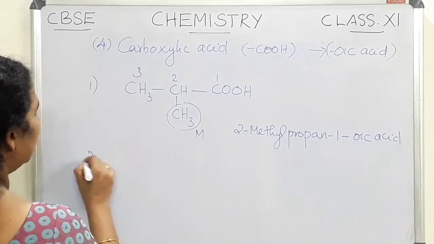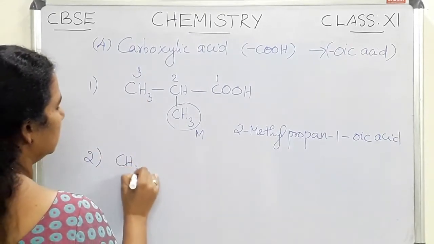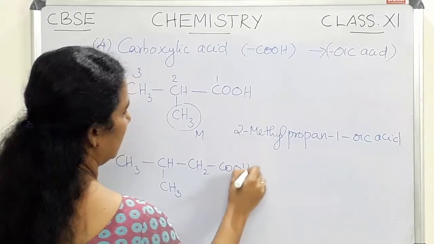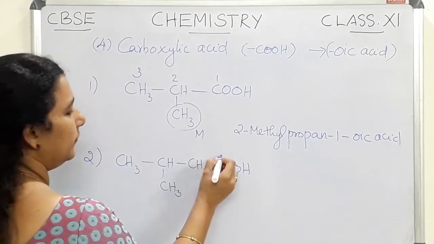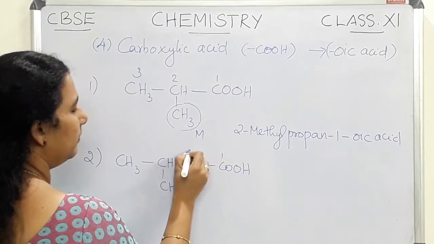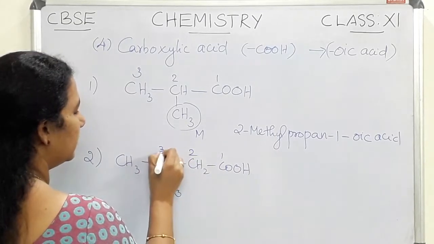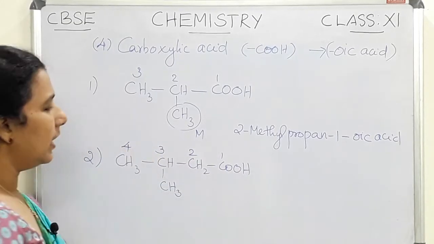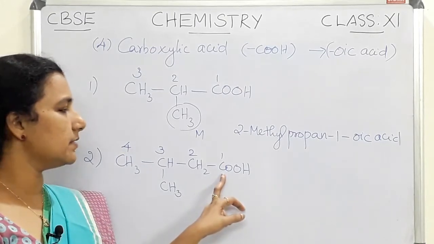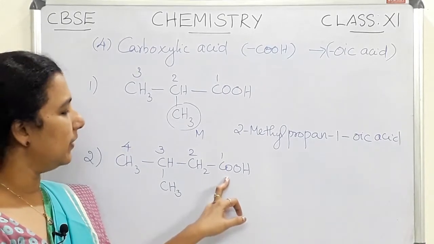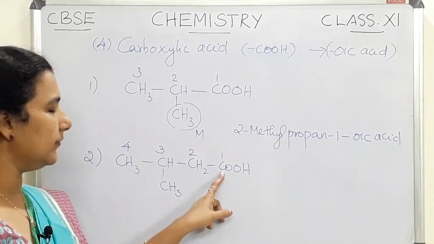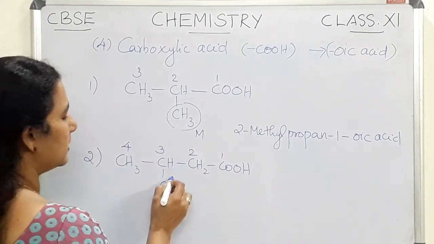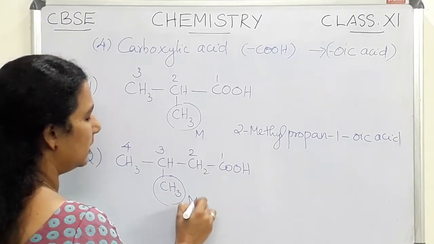Consider another compound. So in this compound we can start from here. Numbering should be from right to left. So this is the longest chain and the first number or the first position should be the functional group itself, since there is a carbon atom. So that carbon gets the first number and there is a substituent here, that is a methyl group.